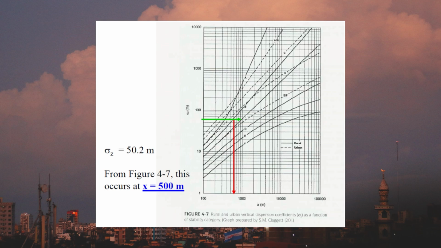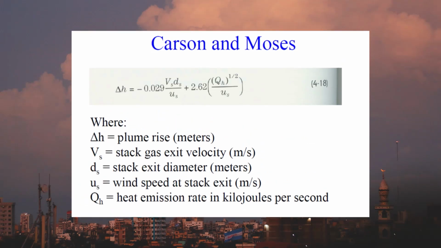Whether the atmosphere is stable, and how you define it, this is another equation that is used to calculate the effective stack height, the plume rise. This is again based on the stack velocity, the heat emission rate, and the wind speed. So based on this, we can calculate the delta H, that is the plume rise.